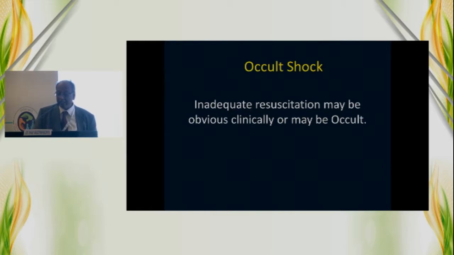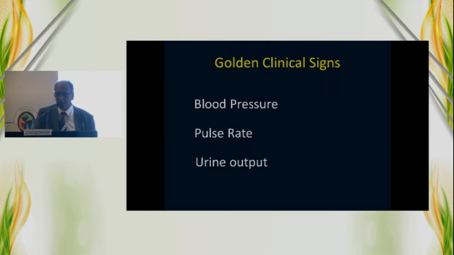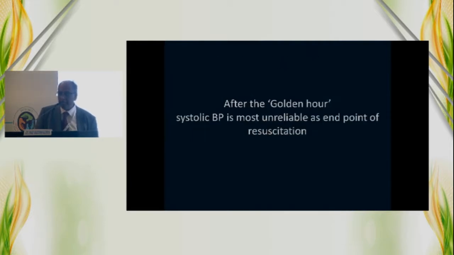We have to understand the concept of what is today known as occult shock. That means inadequate resuscitation may be obvious clinically or may be occult, what we call the occult hypoperfusion syndrome. While we are all very aware of the golden clinical signs of shock such as hypotension, tachycardia, and a reduced urinary output, being pathognomonic of shock, these signs are not really reliable after the golden hour, because the patient can be continuing to bleed after his BP, etc.